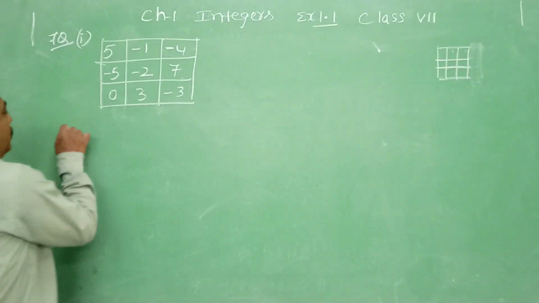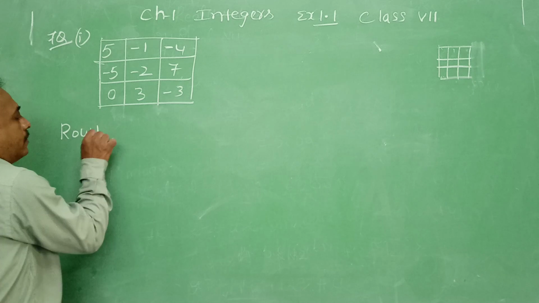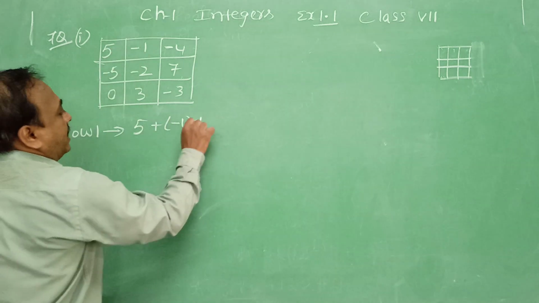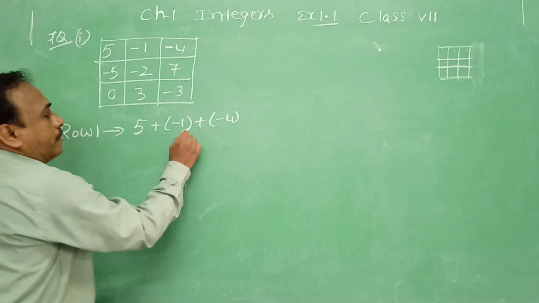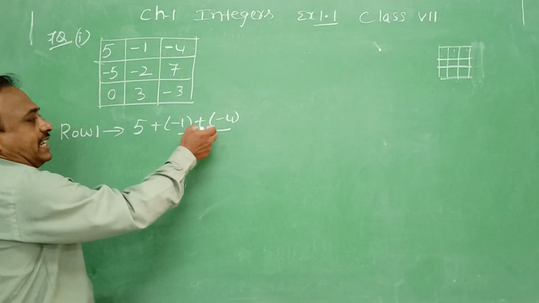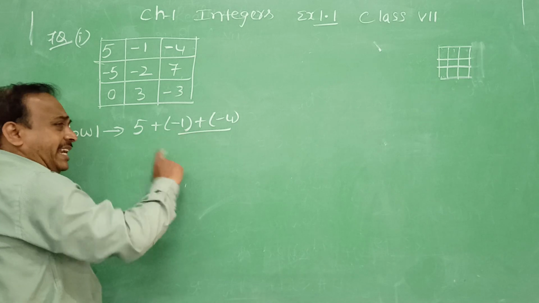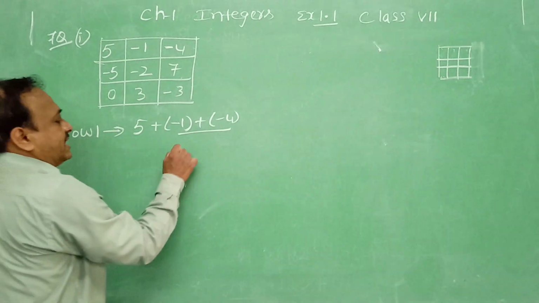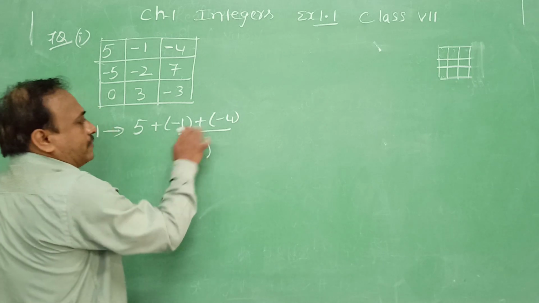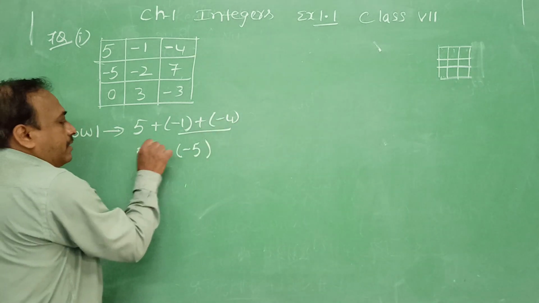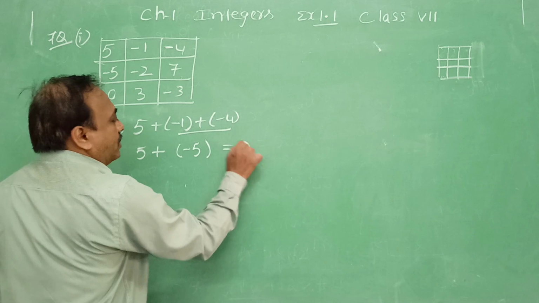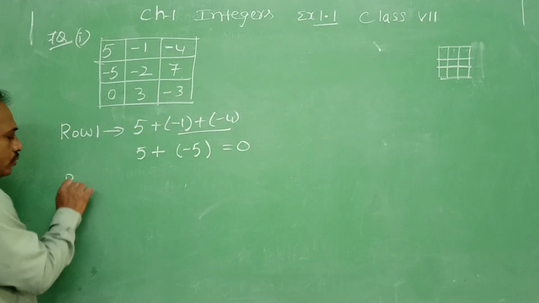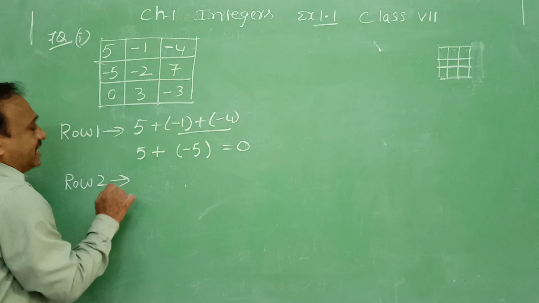So row 1: 5 plus minus 1 plus minus 4. As we know, when we add integers with the same sign, we add them and keep the same sign. Minus 1 plus minus 4 is minus 5. 5 plus minus 5 is equal to 0. So row 1 we got as 0. Now row 2, we check it.